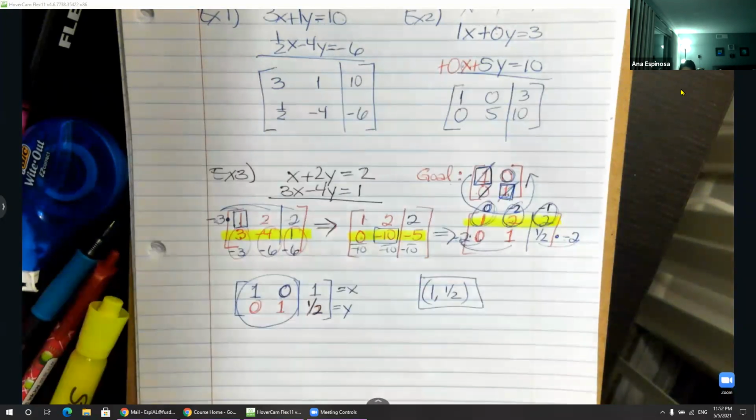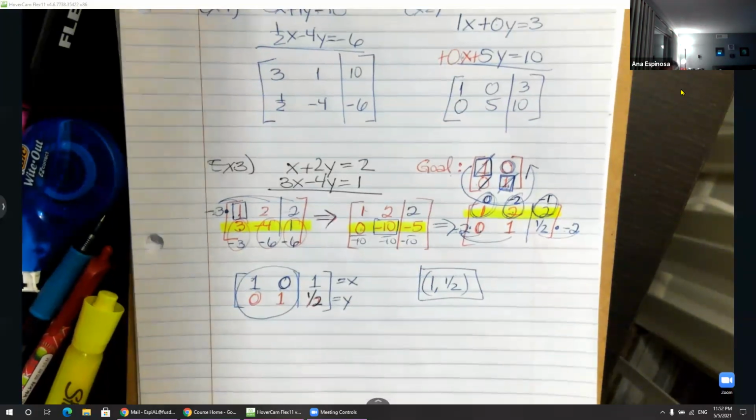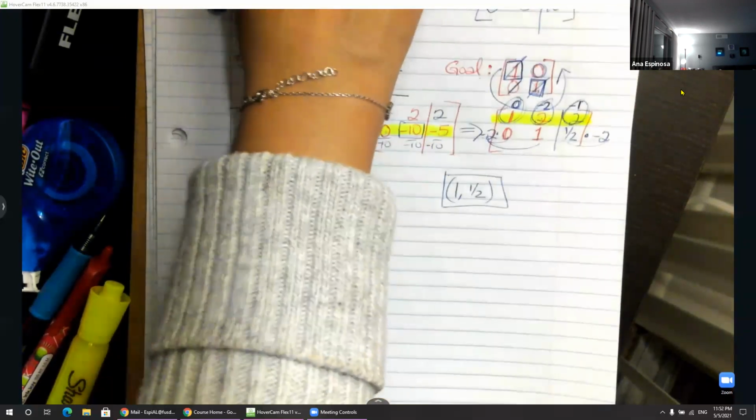But if we ask you to do it with the matrix, you have to do it with the matrix to get full points. All right. Let's try the next one. We'll try another 2 by 2 and then one 3 by 3.